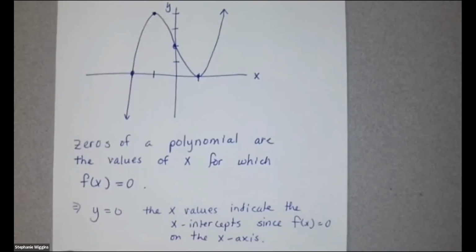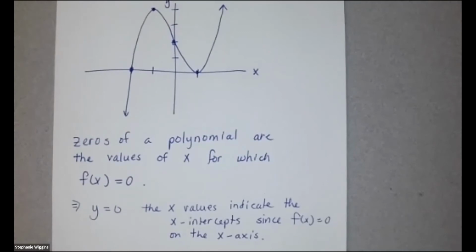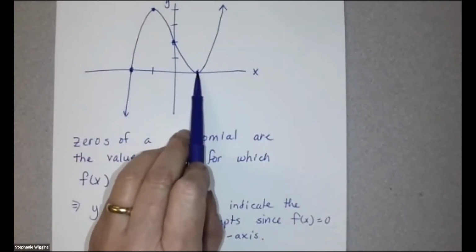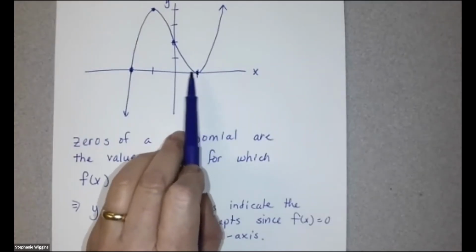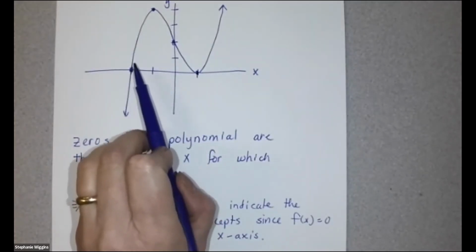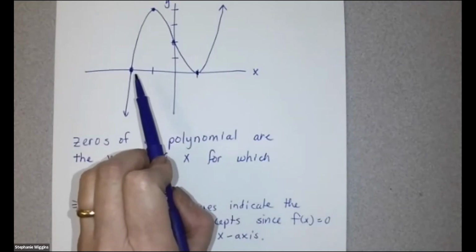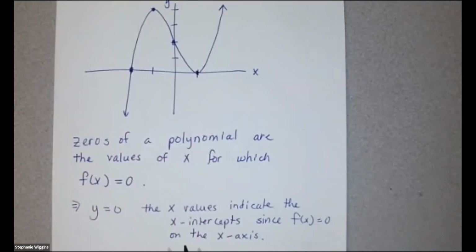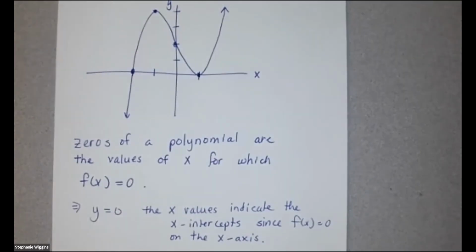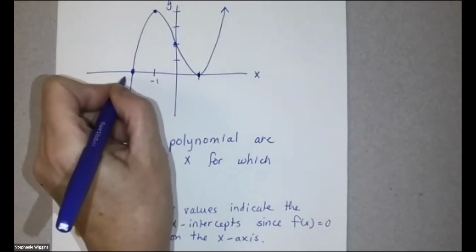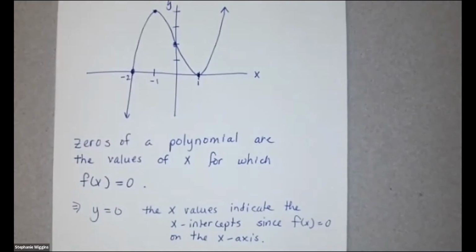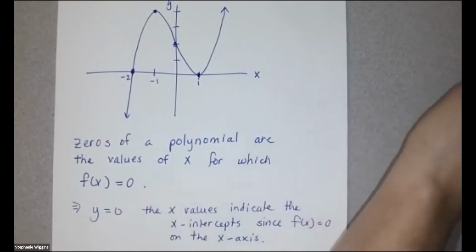So if the function is on the x-axis, such as at this point here that I'm pointing to, and at this point, those are the only 2 points where the curve crosses the x-axis. And so at those points, the function values, in other words, the y values, are equal to 0. And therefore, -2, that's this spot right here, and 1 are zeros, okay?